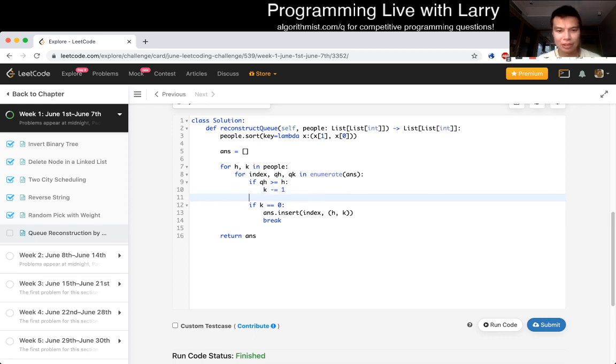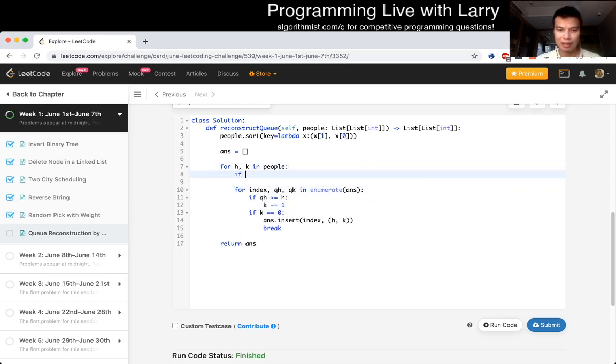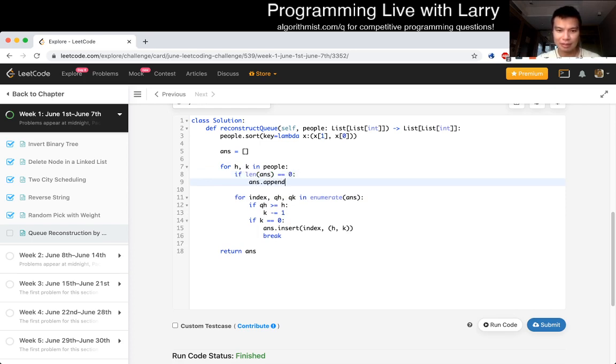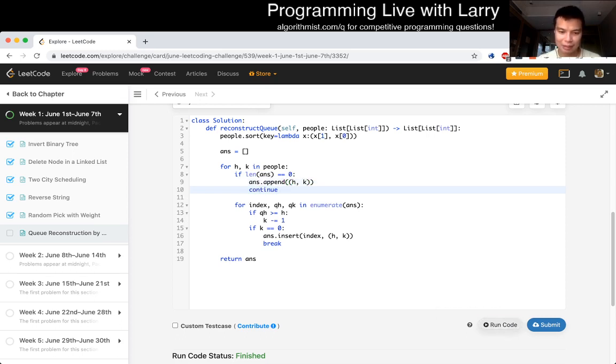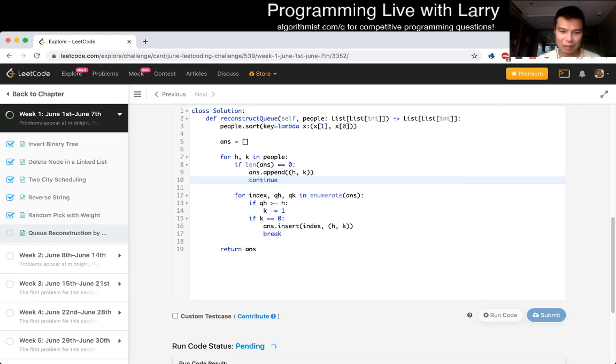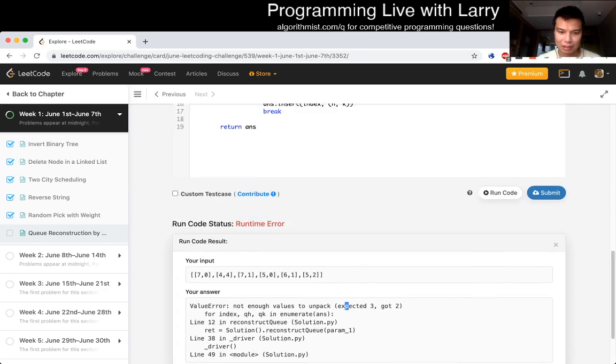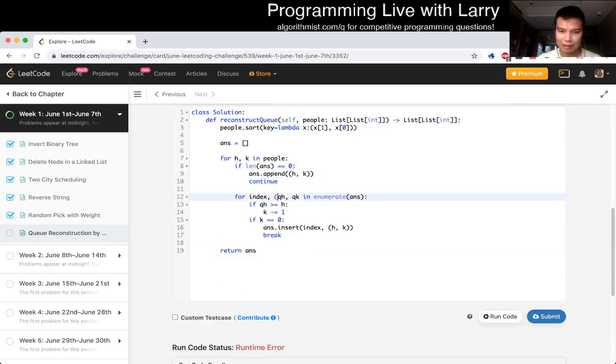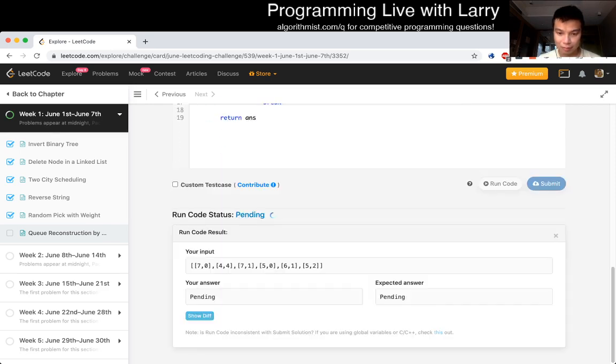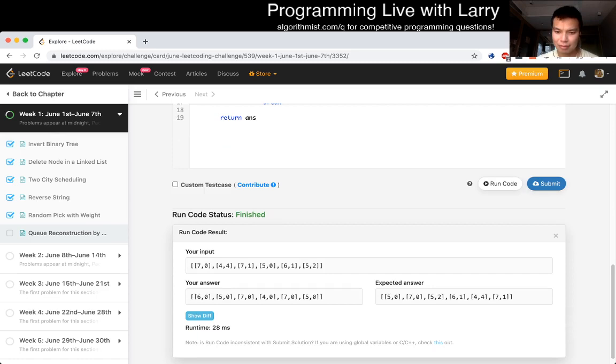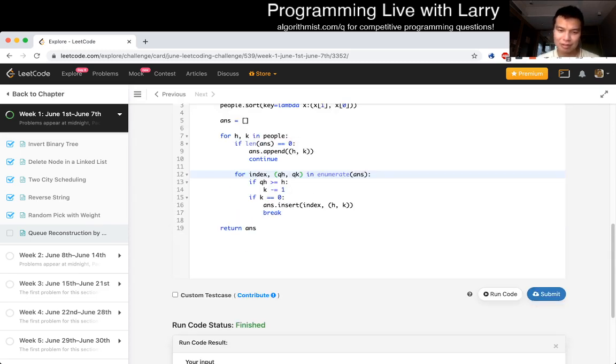I'm trying to figure out how to do this in a clean way. But okay, let's just do: if the answer is equal to 0, answer.append(HK), and then we just continue. Maybe that's a little hacky, but let's see if it works first, and we can worry about hacky later. Unpack: expected 3, got 2. Yeah, because this is a tuple. Oh yeah, because we convert these to 0, so that's why.